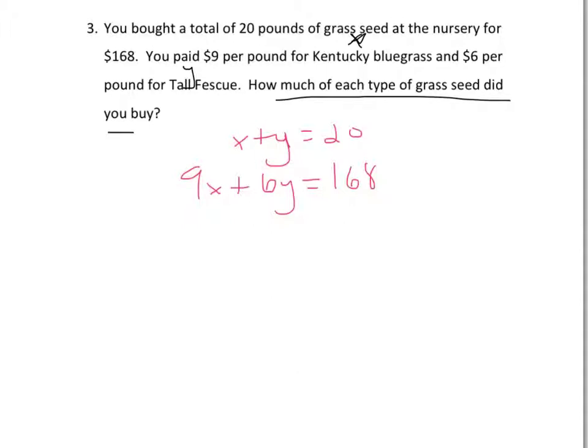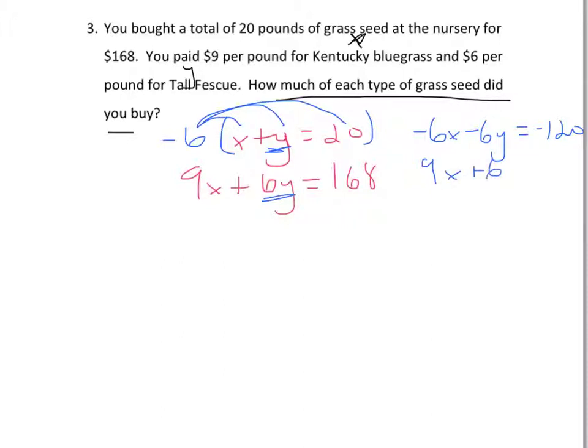So if you ask yourself, what do I need to multiply this top equation by to get us a negative 6y? Well, the answer to that's going to be negative 6. Okay, so we distribute that negative 6 everywhere. And the whole point of distributing that negative, multiplying by negative 6, is because we want the y's to cancel out. Okay, so we'll have negative 6x minus 6y equals negative 6 times 20 is negative 120. All right, and the bottom equation doesn't change at all. 9x plus 6y equals 168.